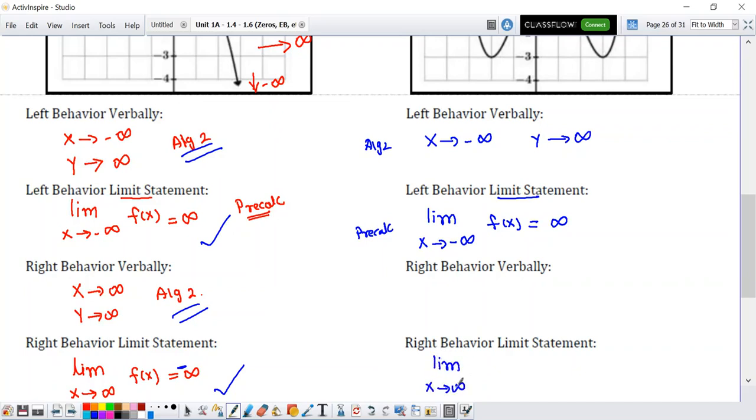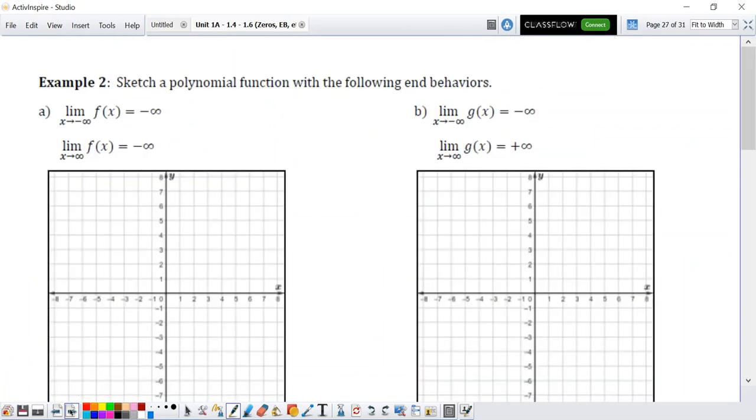So let's write it straight the pre-calculus way: lim x goes to infinity, f of x. And you can see from the graph, it is going to positive infinity. So verbally, x goes to infinity, y is also going to infinity. Clearly, in both places you are going up. The y values are going up. So this was easy from the graph. Let's see how we do other examples.